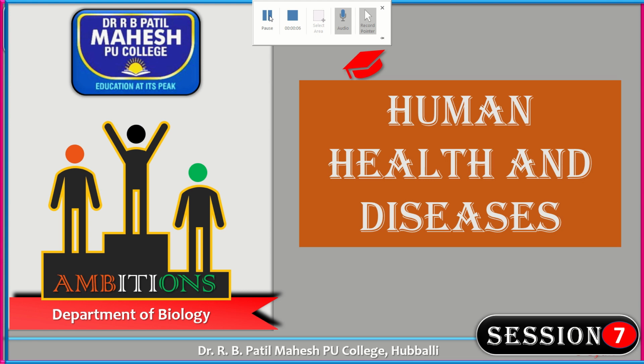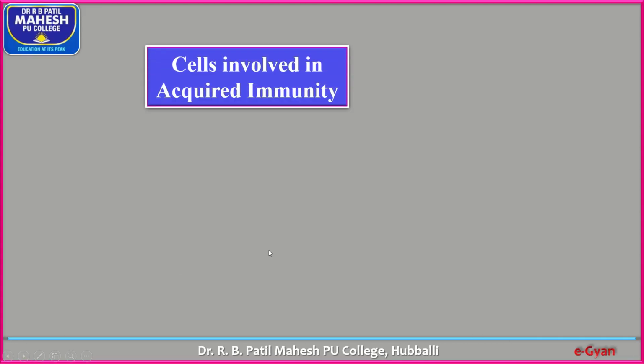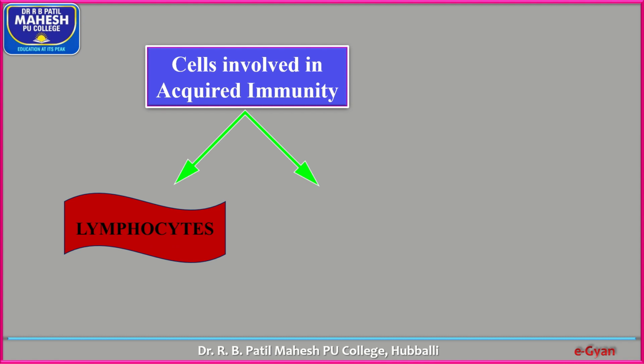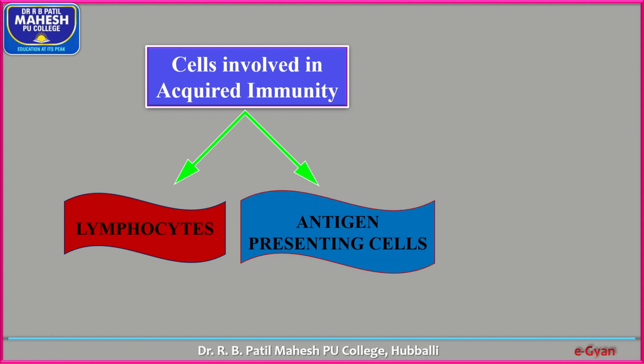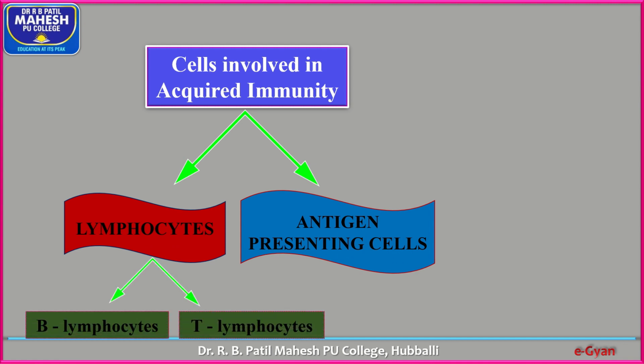In this session we'll discuss the activation of adaptive immunity or acquired immunity. So you already know that there are two types of cells which are involved in active immunity. One is lymphocyte, second one is antigen presenting cell. So there are two types of lymphocytes, B lymphocytes and T lymphocytes.